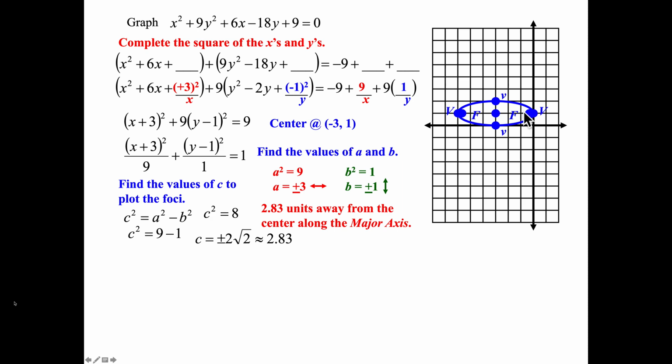And you may have noticed in the past couple examples, when your foci are really close to the vertices, it's a skinny ellipse. When your foci are closer to the center, it's more like a circle shape.